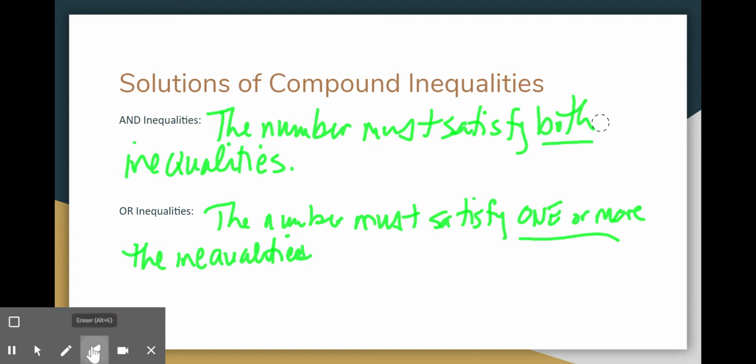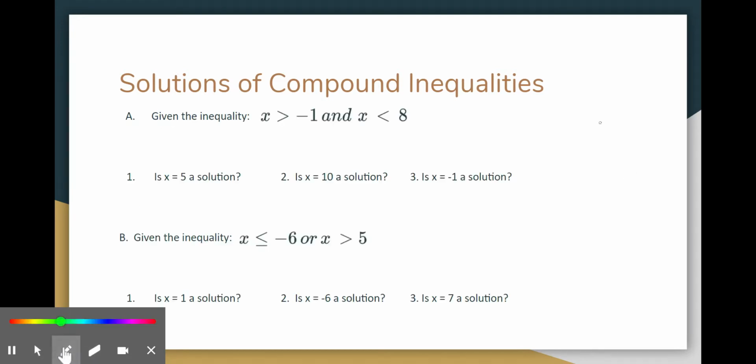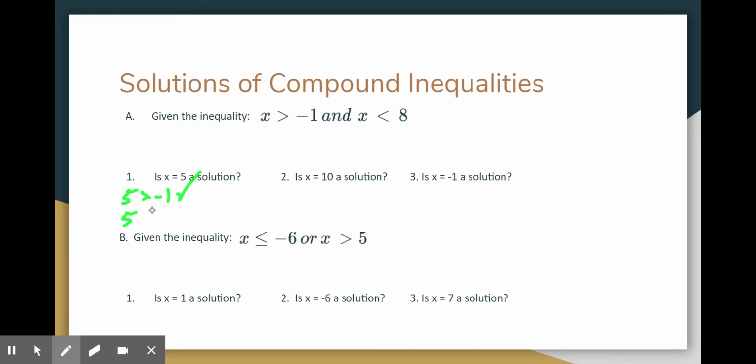Let's see what we can do with that. So here's some nice examples. Here's the inequality in letter A. X is greater than -1 and less than 8. The first question is, is x equal 5 a solution? Well, it has to work in both. So first, is 5 greater than -1? Yes, that's good. Next, is 5 less than 8? Yes. So it works in both. That's a hamburger and a hot dog.